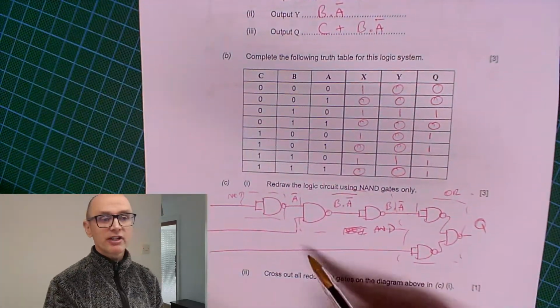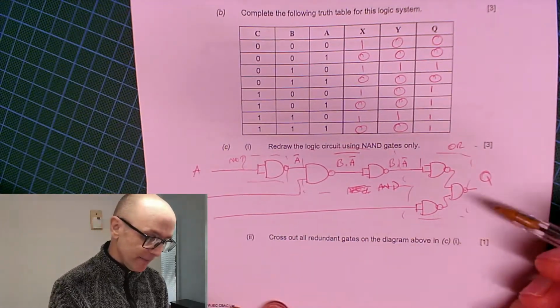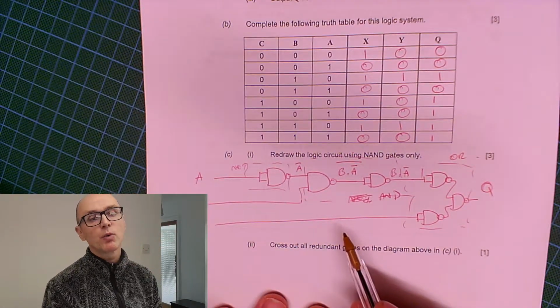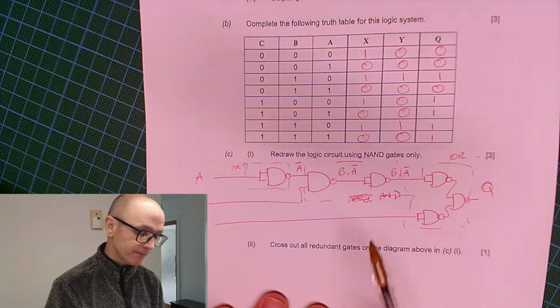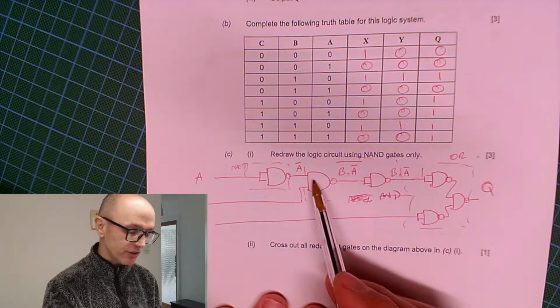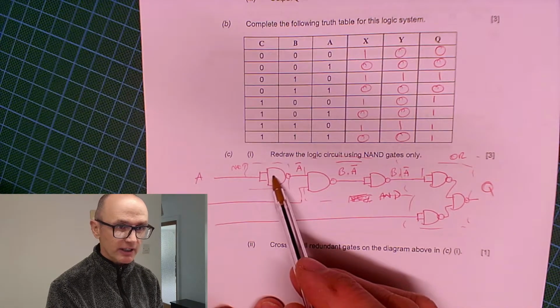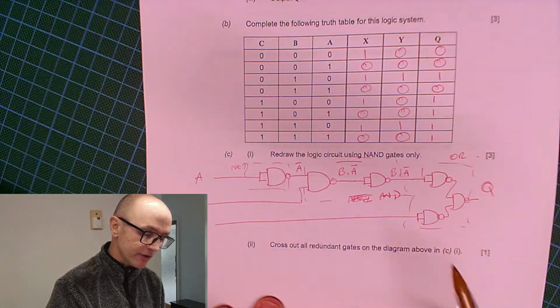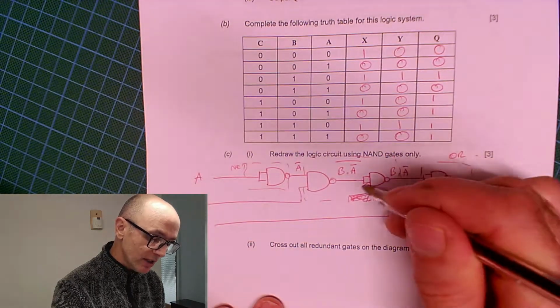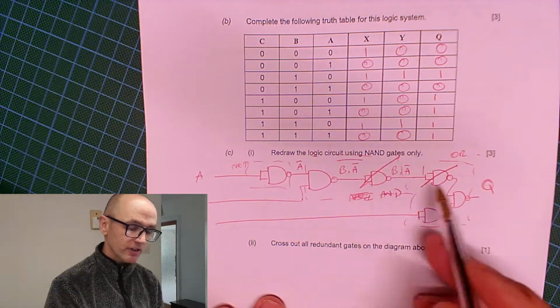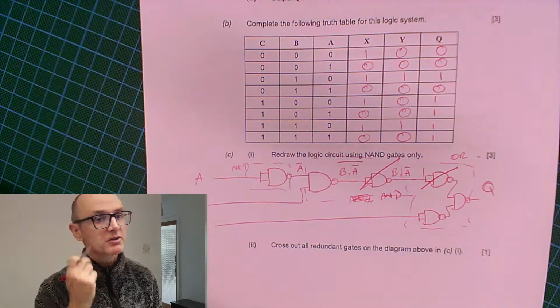It then says cross out any redundant gates. So you're looking for 2 sequential NOT gates. Got to be careful, this is not configured as a NOT gate, that is just a NAND gate. So you couldn't cancel that and that together. You're looking for 2 sequential NOTs. 1, 2, these are NOTs, they're the only ones to cancel out.